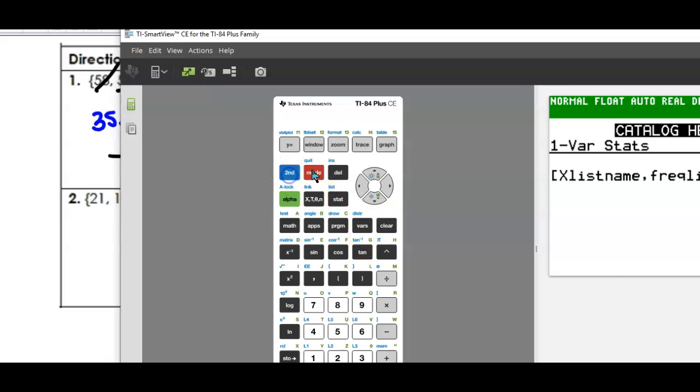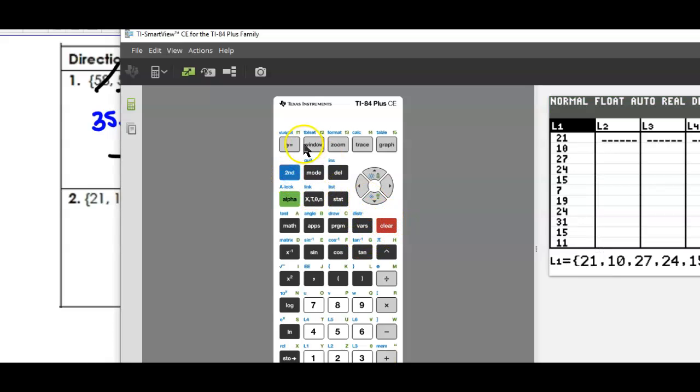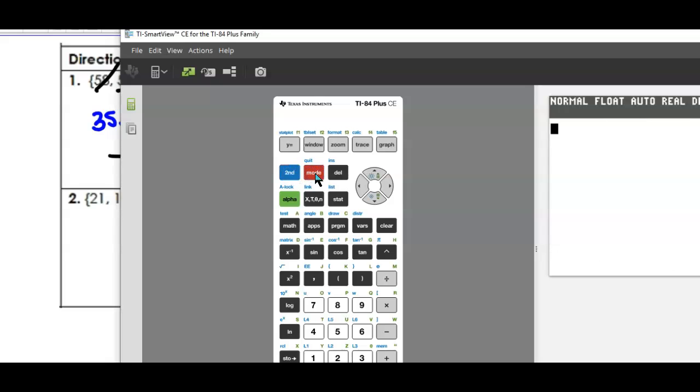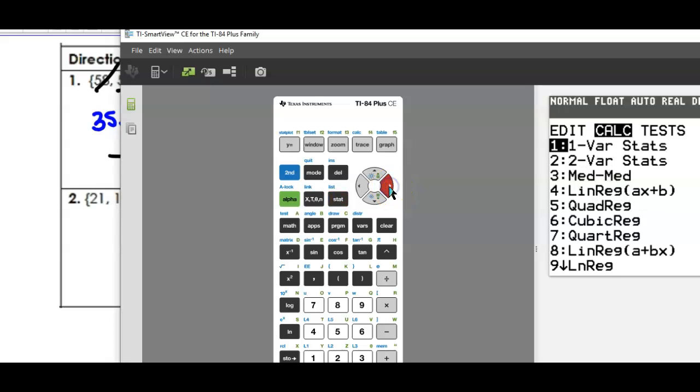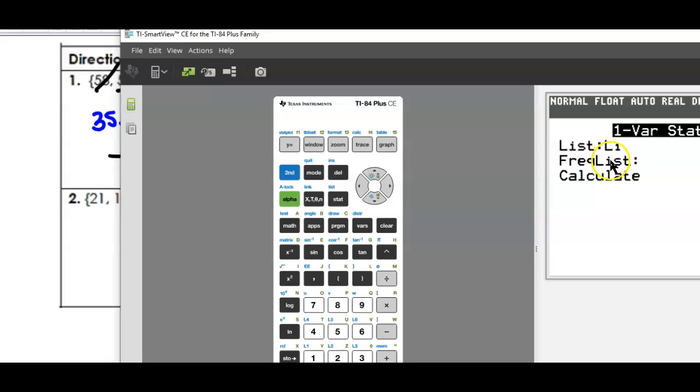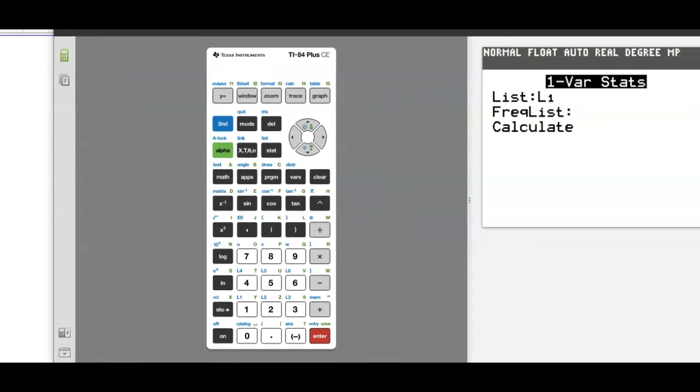What is happening here? All right, I'm going to quit. I think I forgot to quit out of that before I did the one variable stats. So I have to quit, then stat, right arrow, enter. And you want to make sure you don't put a frequency list in. Frequency lists are very helpful, but this year, we're not going to take time to mess with a frequency list. So we just put all of our data in one, and we're going to leave the frequency list blank and go down and hit calculate.